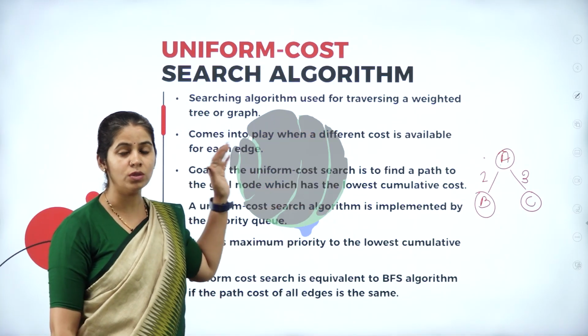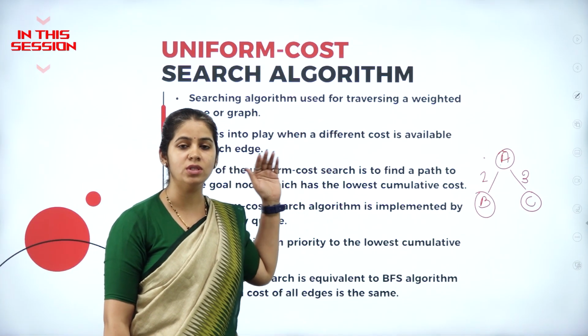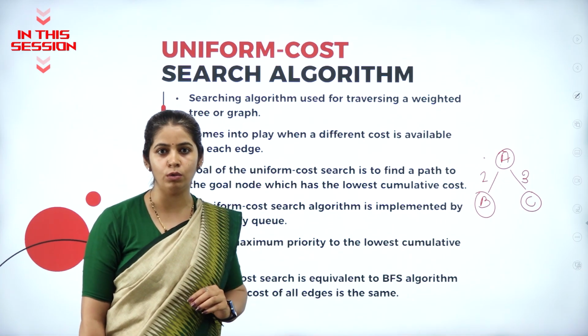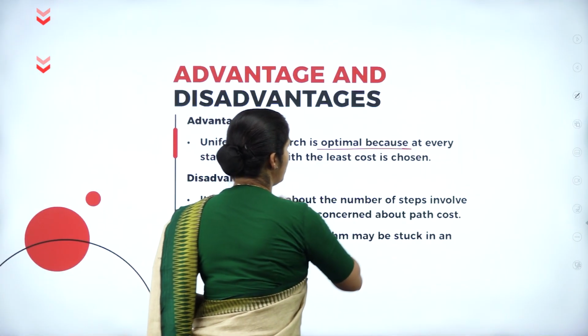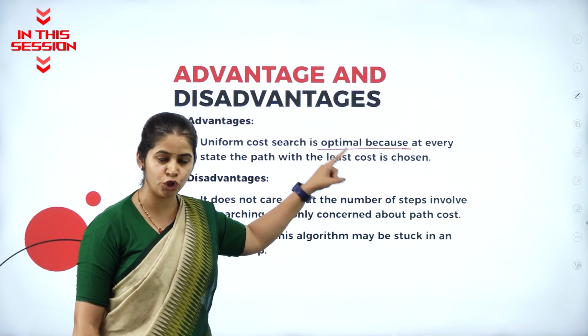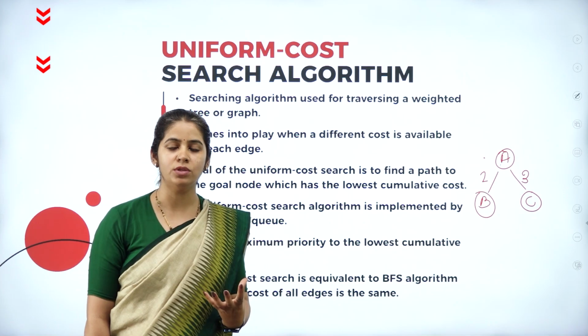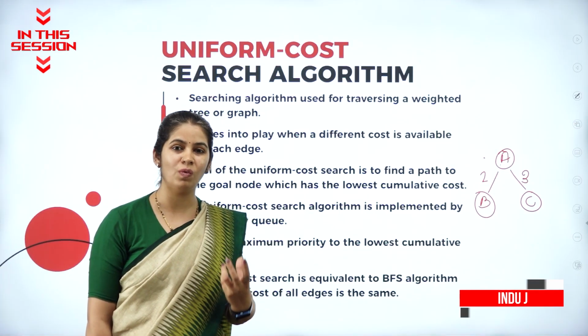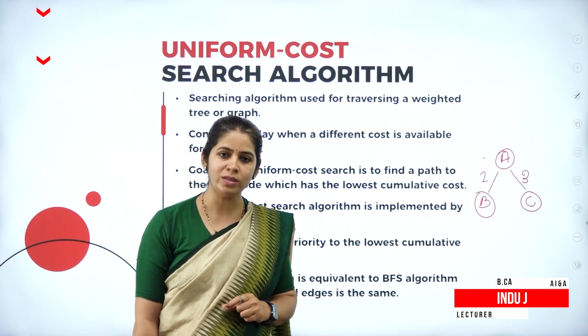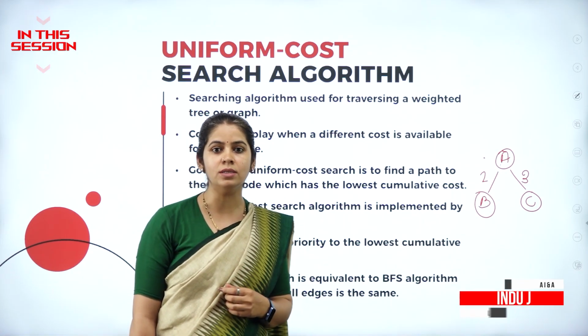So why are we using this type of searching algorithm? To find the optimal solution. Optimal solution, because at every state path we choose the least cost. Which is the optimal solution? The optimal solution is where we have the lowest cost and we are reaching the goal state. That is called the optimal solution.